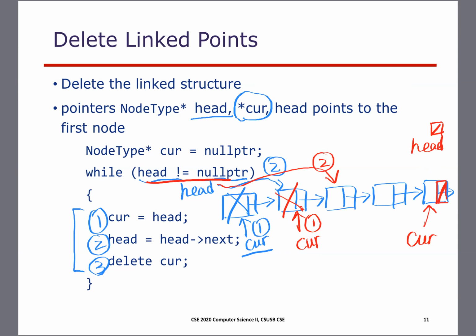Head is null pointer. And now we delete current. Step 1, step 2, delete current. Delete current means delete the node. And now the current is null pointer. So now this is how we clear a linked structure.